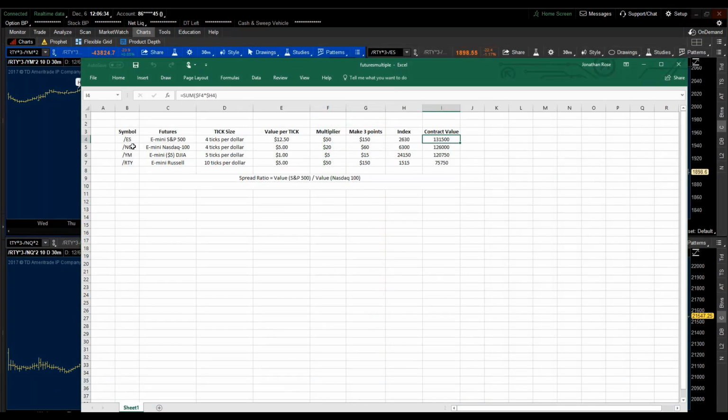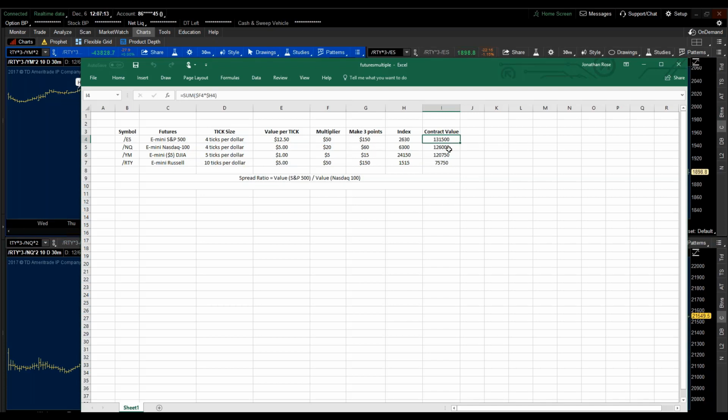Right, we have S&P, NASDAQ, Dow, Russell. Tick size, value per tick, multiplier, and then you get the contract value. And the contract value is just going to be the multiplier times the index price. So you want to back into the contract value. You see the contract values of the S&P, NASDAQ, and Dow are all right around the same price. So you could do 1-to-1.